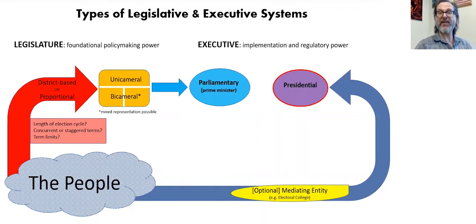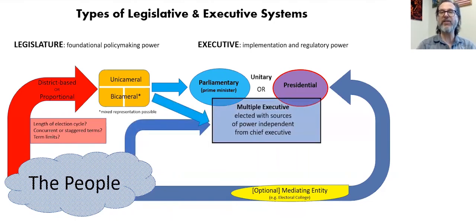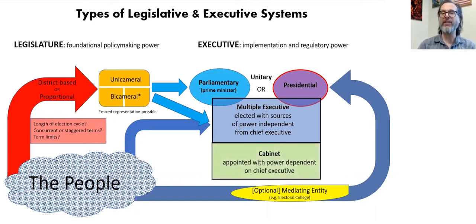Now, that's the fundamental choice between two different types of executive systems, but there's one other big wrinkle on this, and that's the unitary or multiple executive. And I've mentioned this before in Module 1, talking about office holders, and so I'll just move through it very quickly here. A unitary executive has a chief executive and nobody else that is selected through any other mechanism but appointment. The cabinet is appointed with power dependent on the chief executive.